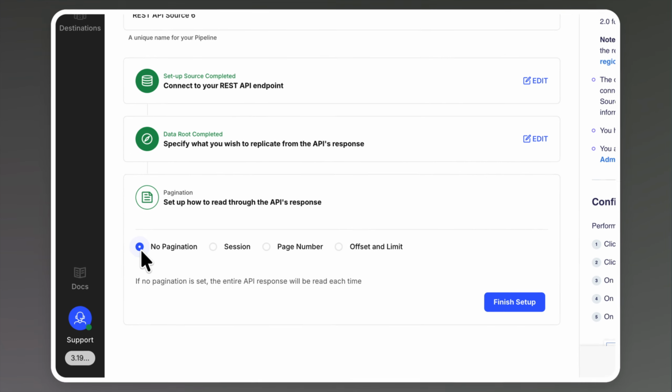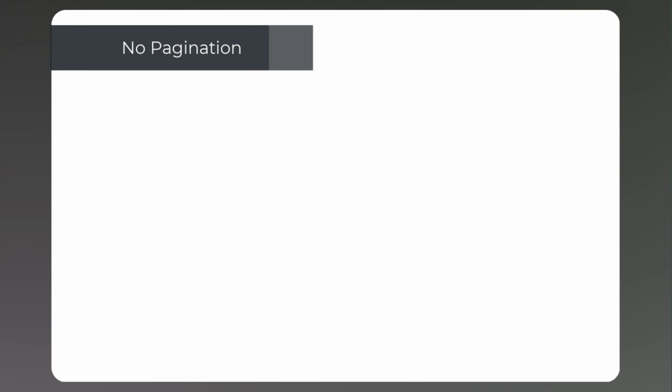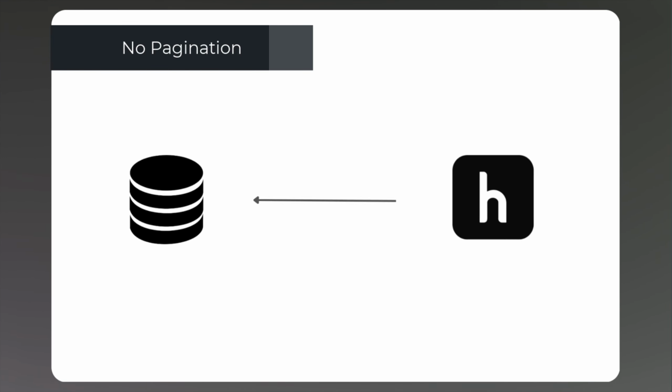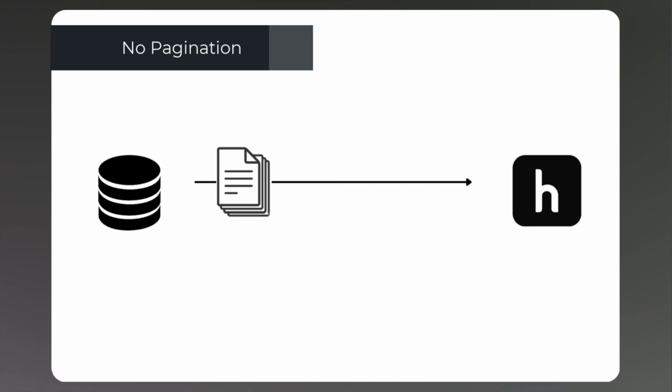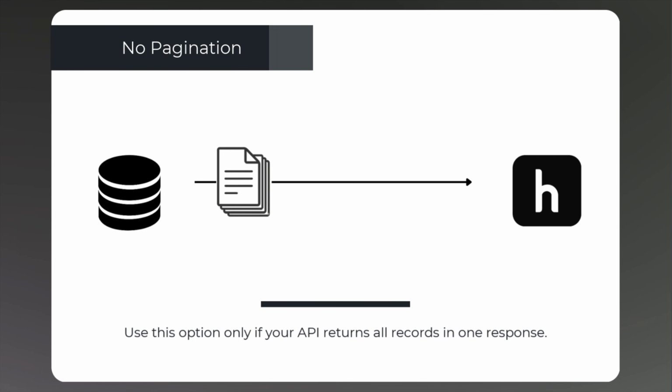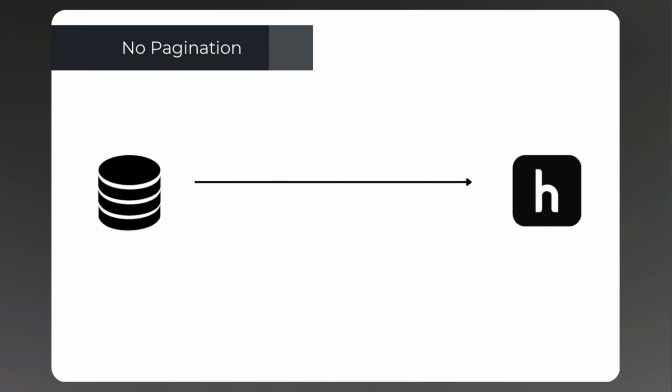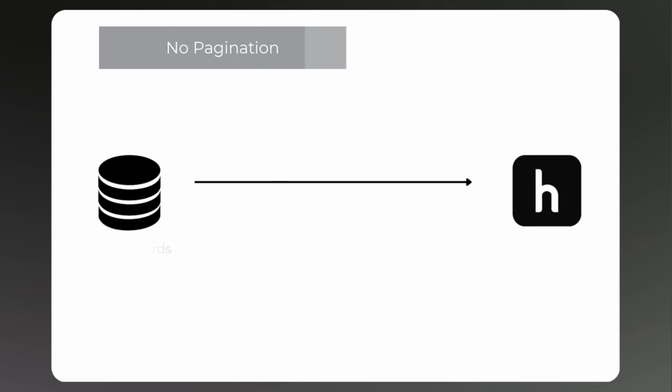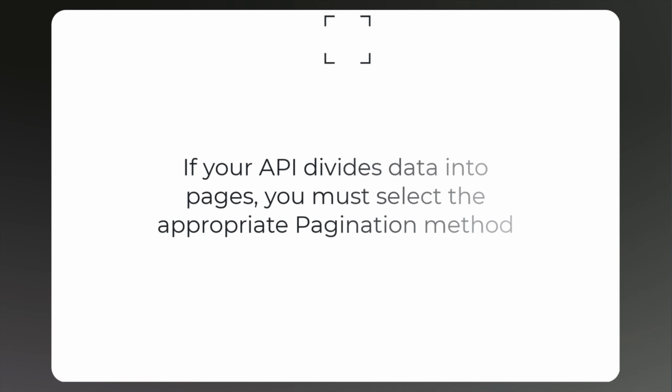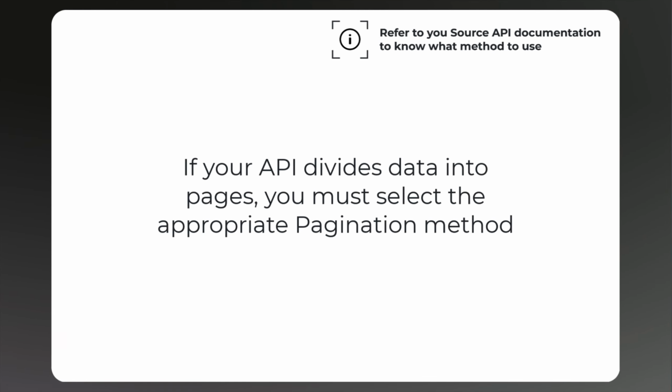No pagination, this is the default option. With no pagination, Hevo makes a single API call and attempts to fetch the entire result set at once. Use this option only if your API returns all records in one response. For example, if an API contains 3,000 records but returns only 1,000 records per request, and you select no pagination, Hevo will fetch the same 1,000 records every time. The remaining 2,000 records will never be retrieved. So if your API divides data into pages, you must select the appropriate pagination method based on your source API specifications.